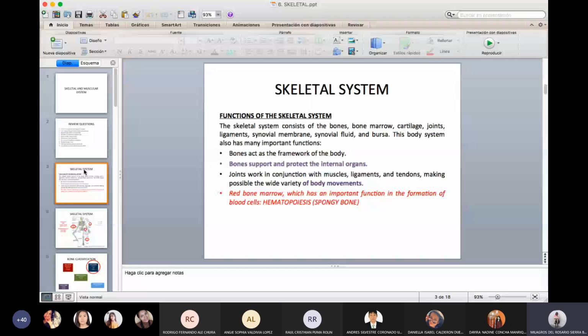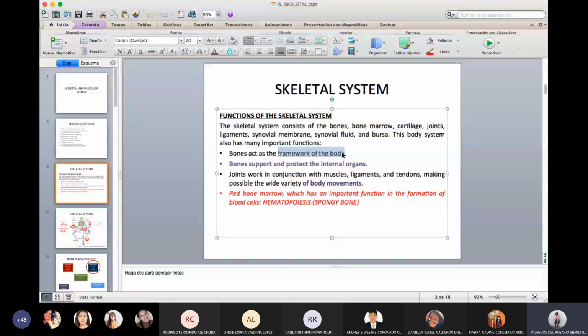So about the skeletal system, you know that the main function of the skeletal system is to act as a framework for the body, and it supports and protects the internal organs. Also, in conjunction with muscles, like you've seen in the video in practice, it helps with locomotion or body movement. Another main function of the skeletal system is the formation of blood cells in the bone marrow. The red blood cells in the bone marrow are formed by hematopoiesis, and this takes place especially in the spongy bone.